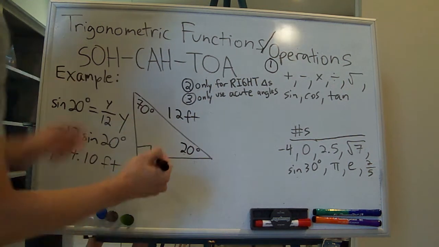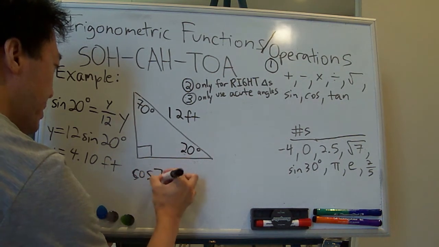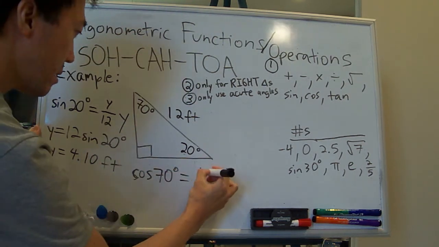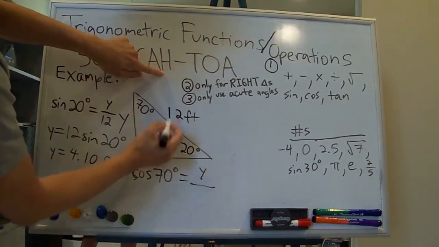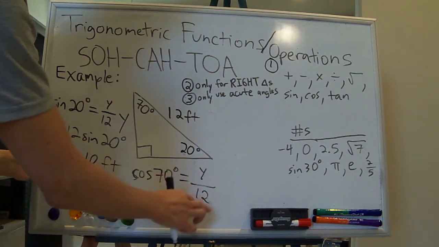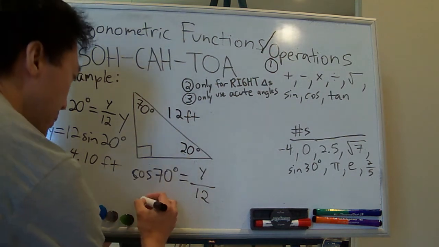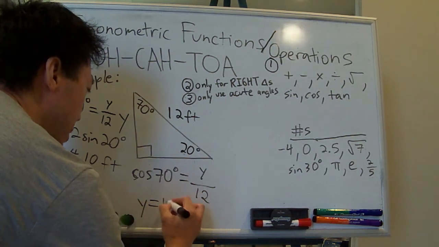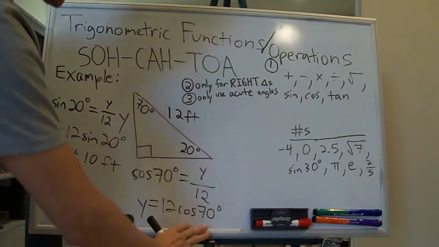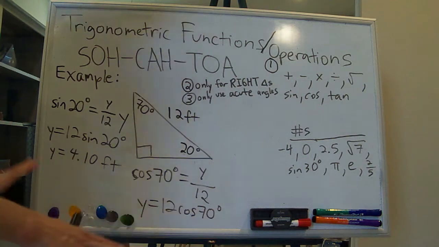So I'm going to do cosine of 70 degrees equals the adjacent side, which is y, over the hypotenuse, which is 12, right? So now we have cosine of 70 degrees equals y over 12. Again, solve for y and multiply the 12 over. We get y equals 12 cosine of 70 degrees. And if you punch that into the calculator, you're going to get the same answer, 4.10 feet.